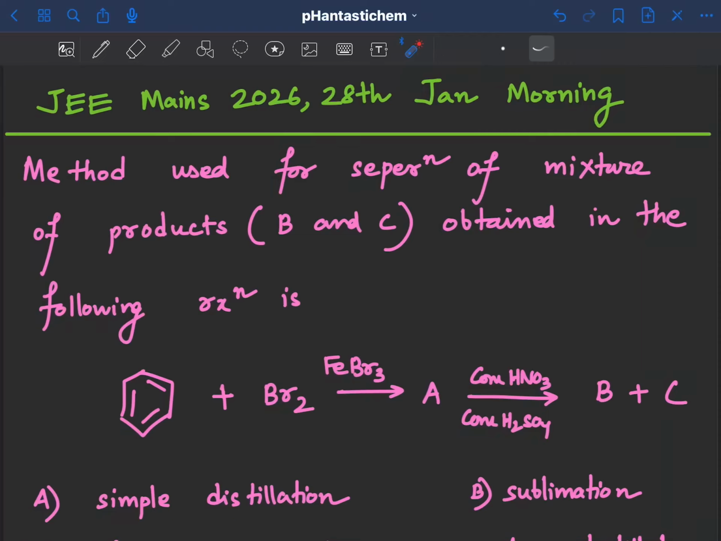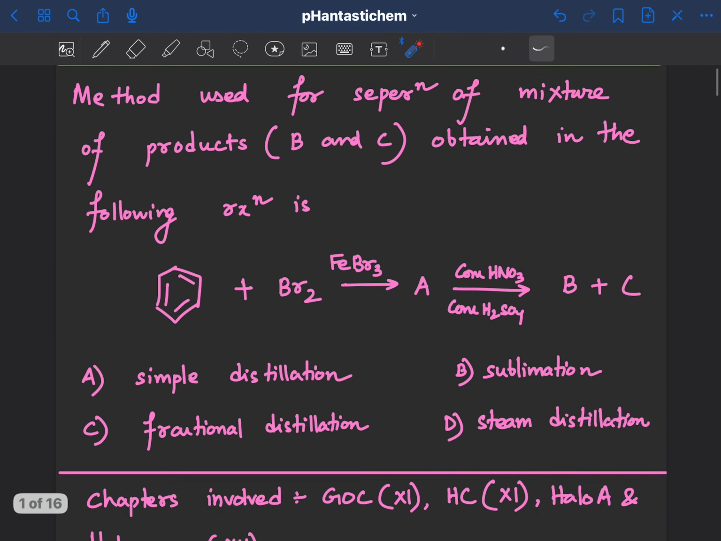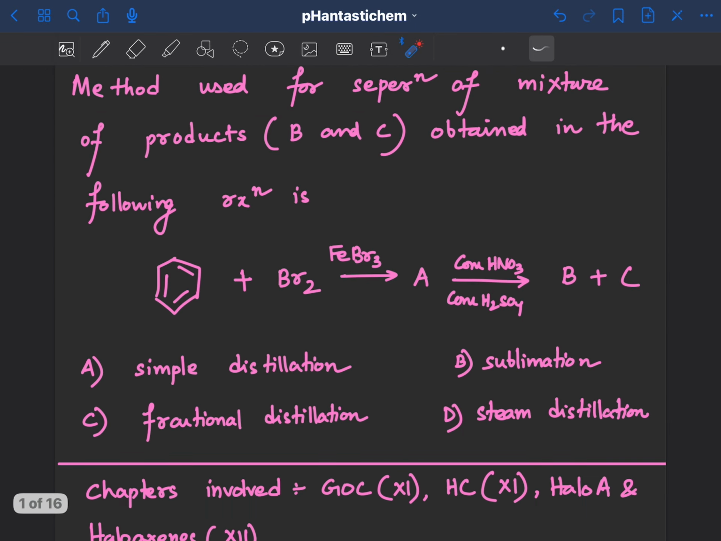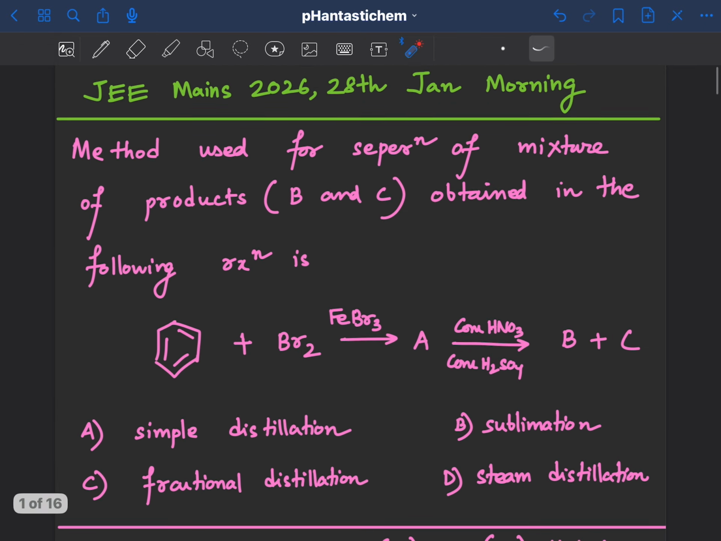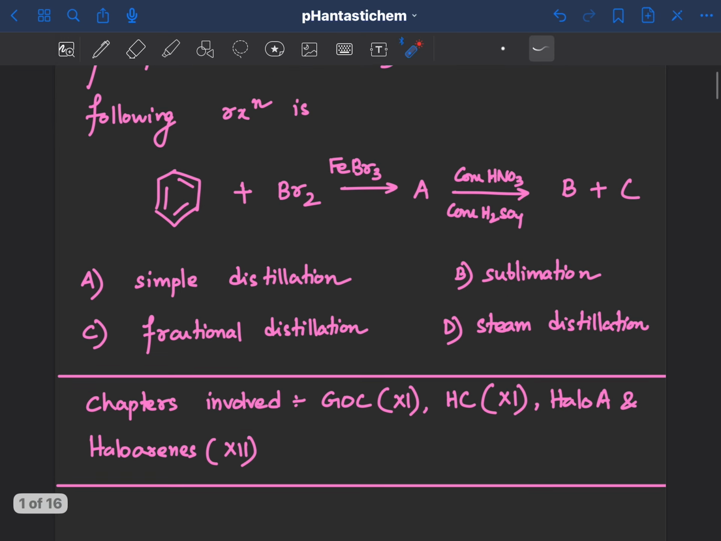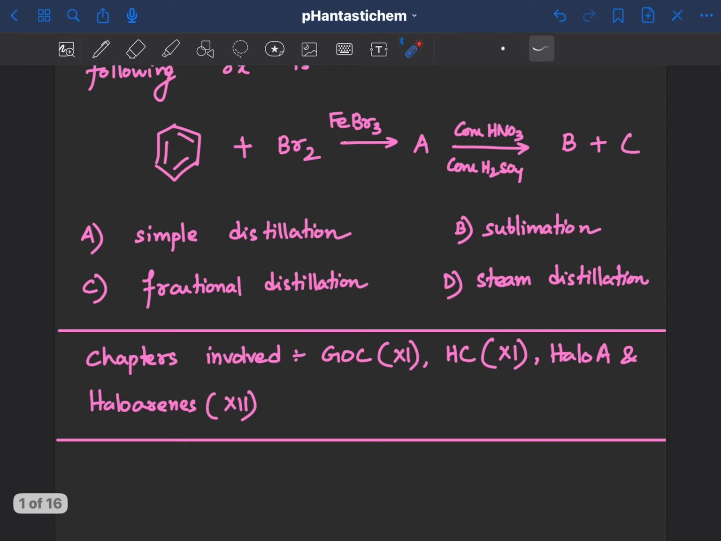Hello. So this is a question from JEE Mains 2026, 28 Jan morning. The method used for separation of the mixture of products B and C obtained in the following reaction is... So we have a reaction given to us, benzene ring plus bromine, and we'll look into this reaction in a while. But we should know the methods of separation that they have given us in the options: simple distillation, sublimation, fractional distillation, and steam distillation.